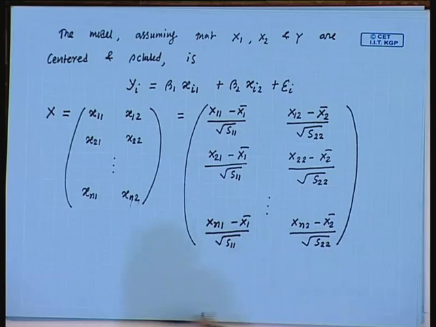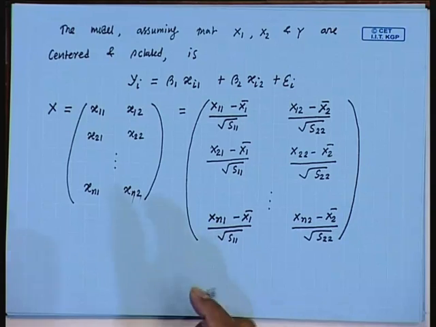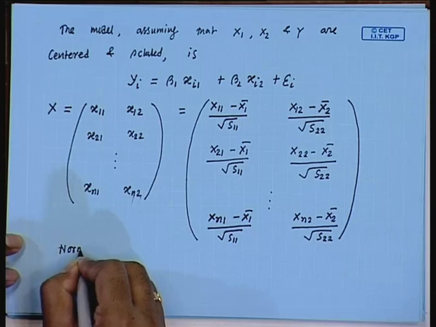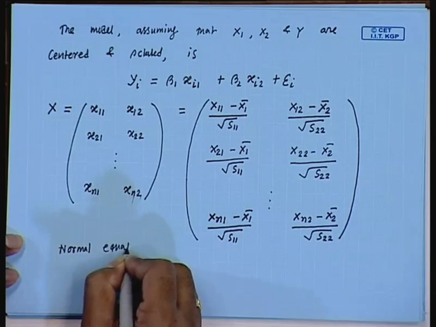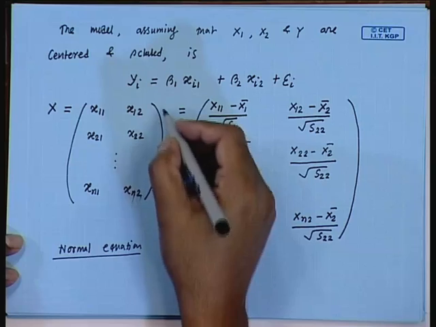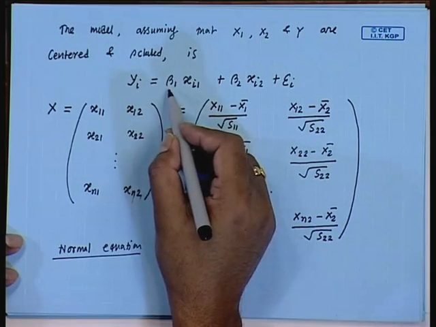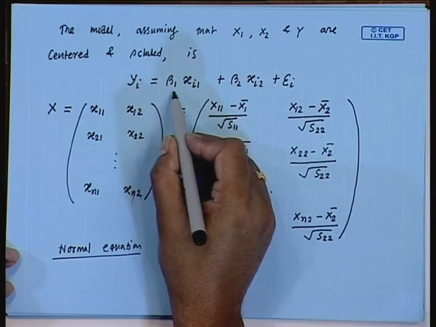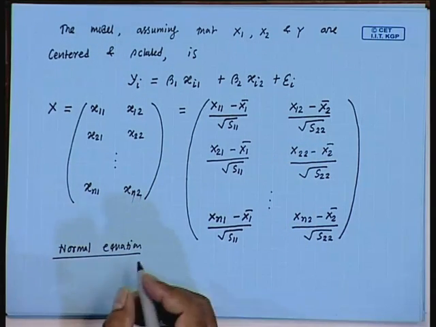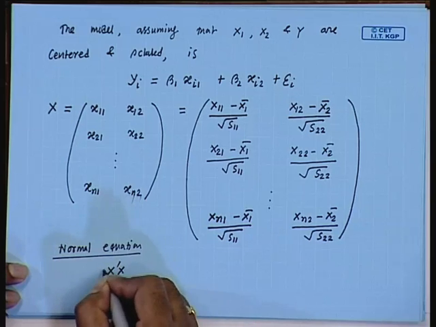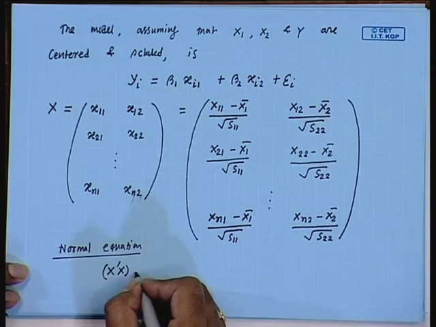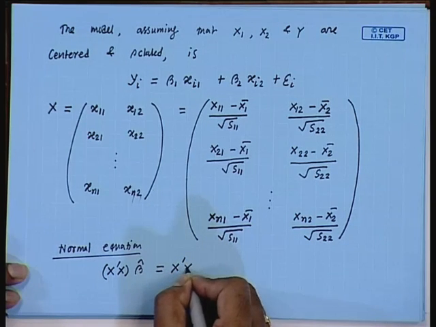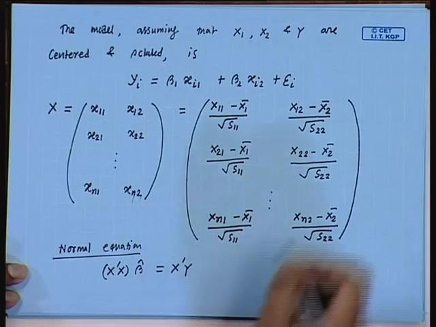Now, what is the normal equation associated with this model? The normal equation in general, basically I am trying to find the least square estimate of two regression coefficients beta 1 and beta 2. So, the normal equation is X prime X beta hat equal to X prime y. Okay, you know what is y.